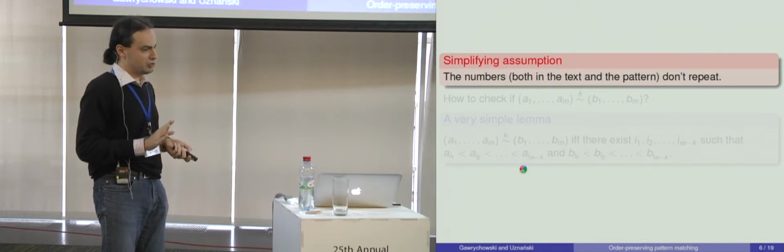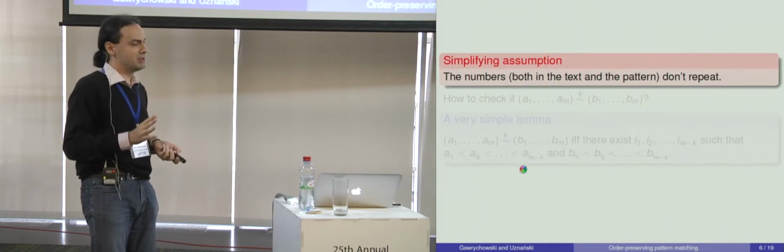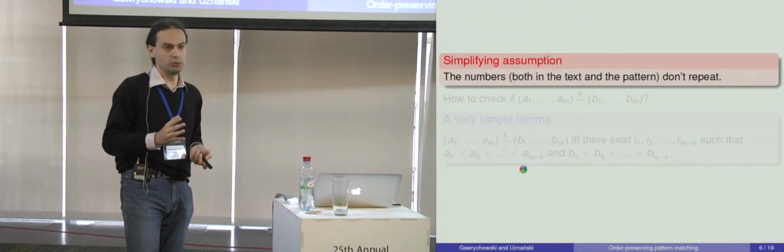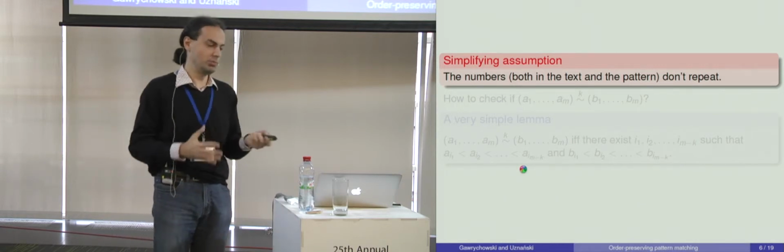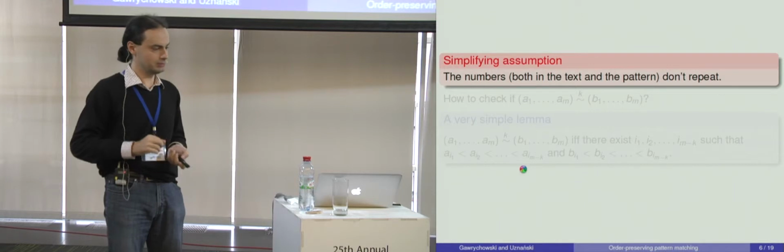I will make one assumption for the talk, that the numbers in the sequences, so in the text and the pattern, don't repeat. We remove the assumption in the paper, but it makes life more complicated. So now everything is unique.